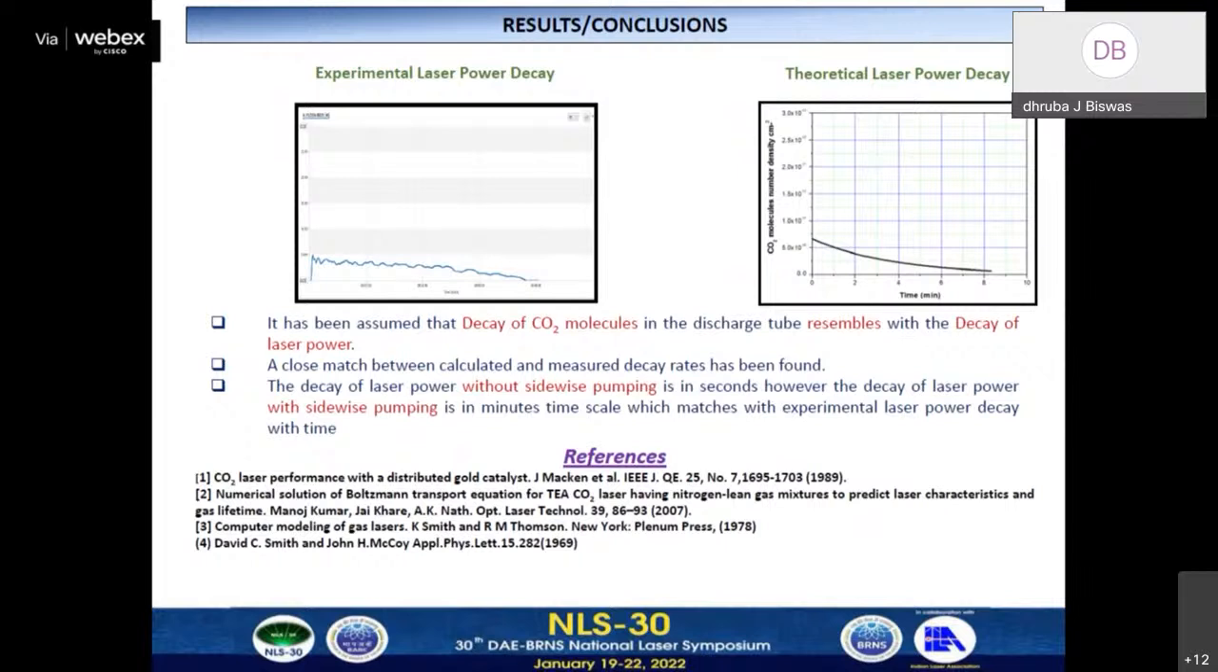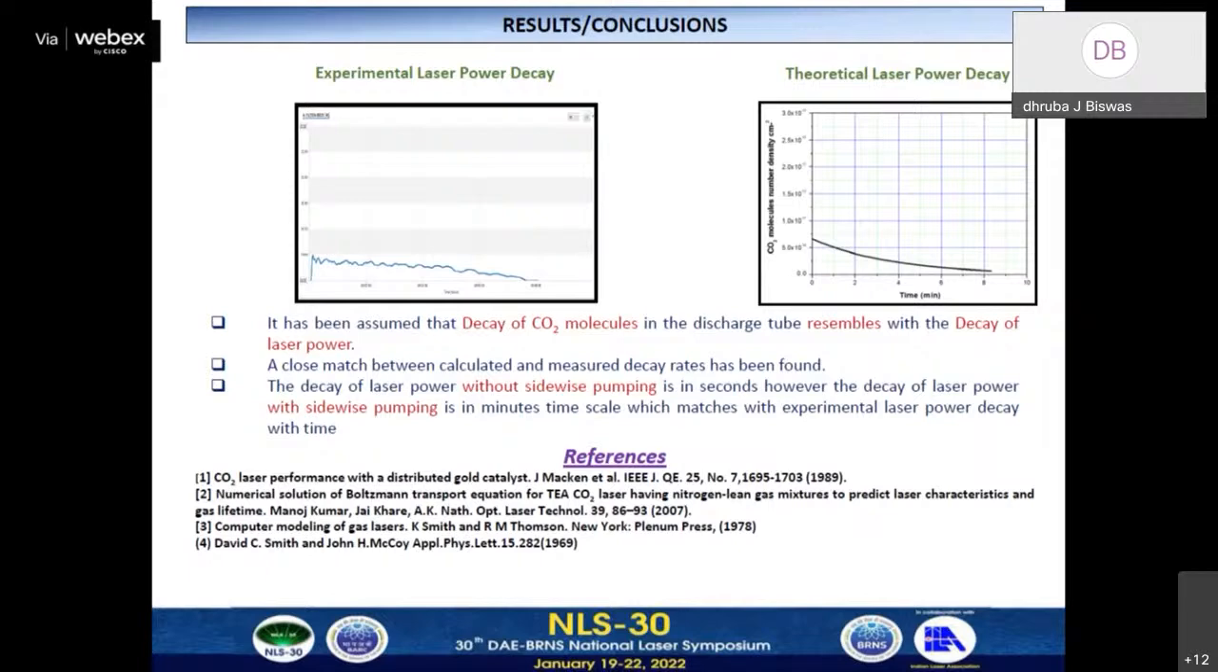Normally we have seen that 80% of the molecules dissociate per second in the discharge tube, but our experiment showed that it takes almost 500 to 600 seconds to decay with time. Initially we had not introduced the sidewise pumping. After introducing the sidewise pumping, the prediction matches.